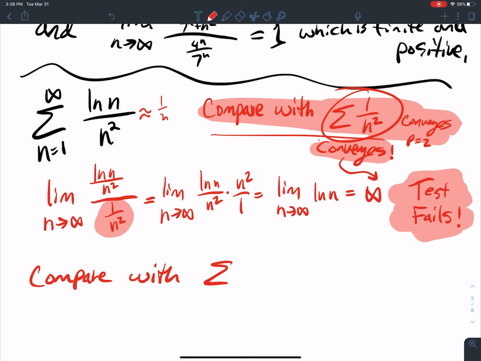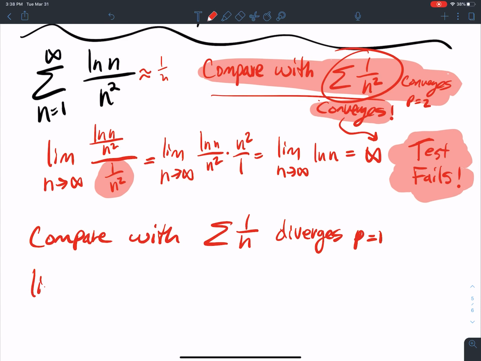with series 1 over n. Well, what do we know about this one? Series 1 over n, this is divergent. P equal to 1, p-series, p equal to 1, this diverges. When I run the test, the limit as n goes to infinity, because look, if I can get infinity here, and I know that the bottom diverges, then that means the top is going to also diverge, right? So that's our goal. So let's try it, because now I've picked one where it does diverge. So let's try it again.